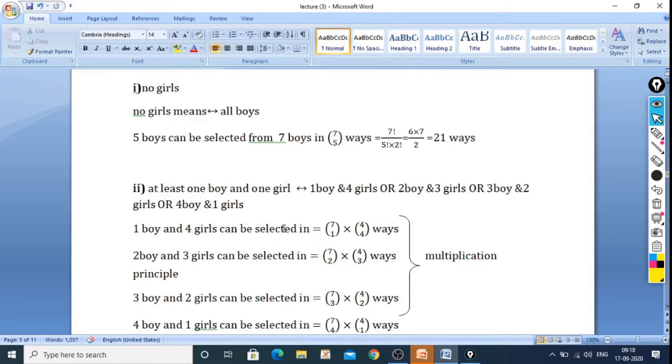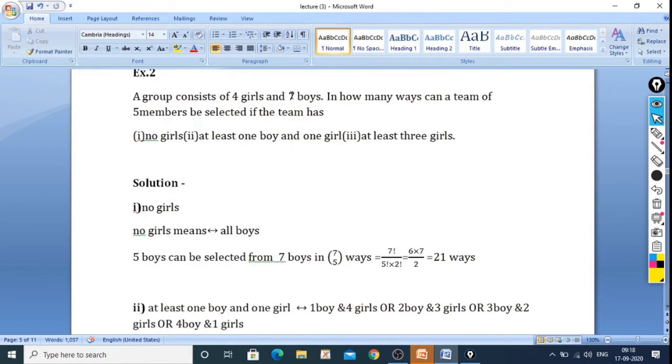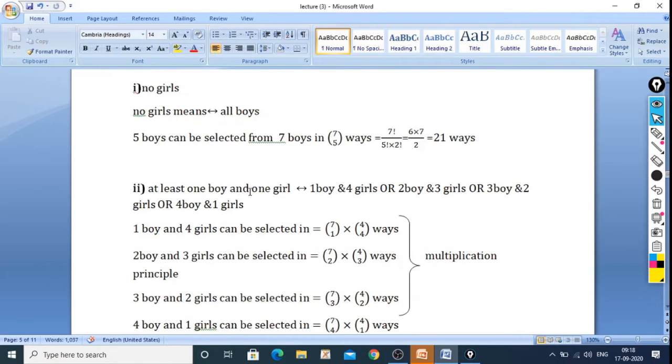Now see how many boys we have, that is 7 boys and 4 girls. So this 1 boy will come from 7 boys in 7C1 ways. Now the 4 girls will come from 4 girls, that is 4C4 ways. Now second one, that is 2 boys and 3 girls. So 2 boys and 3 girls can be selected in 7, that is total number of boys. Selection is of 2, so 7C2 into 4 girls we have. Out of that we want to select 3, so it is 4C3 ways.